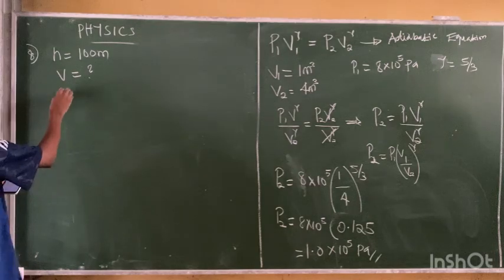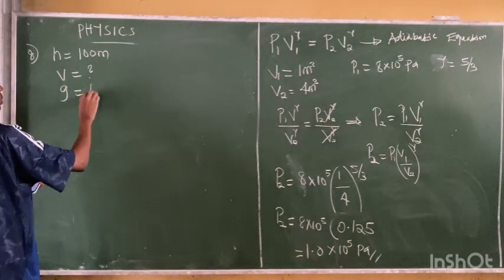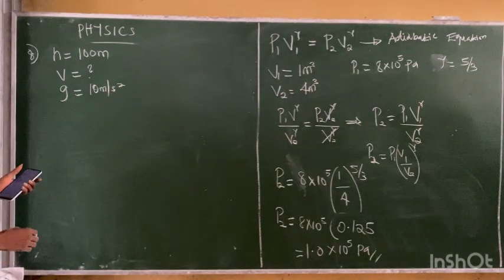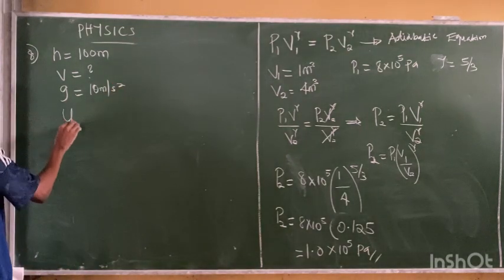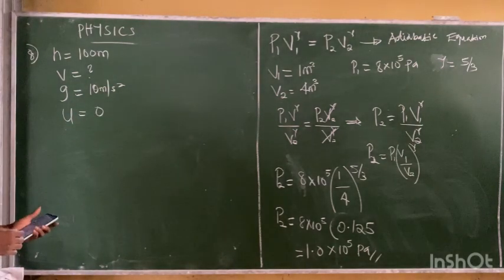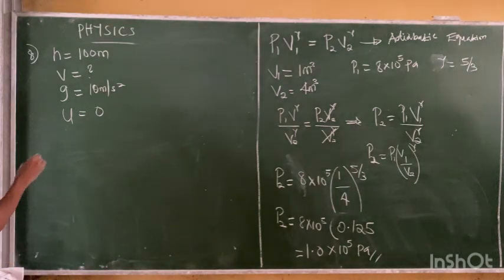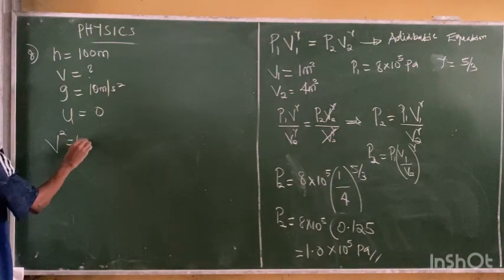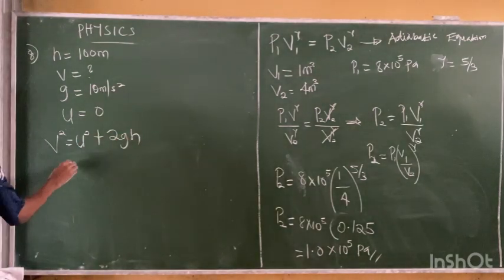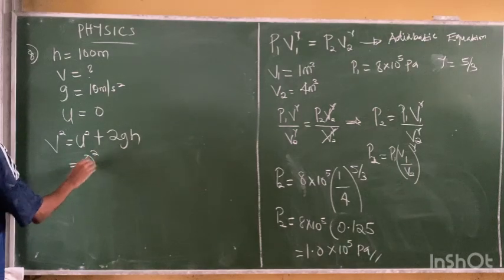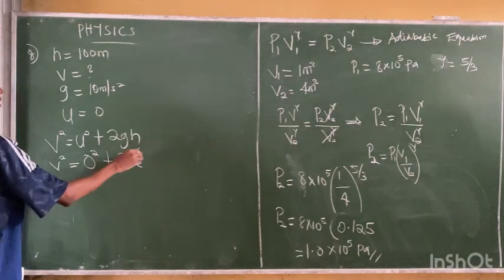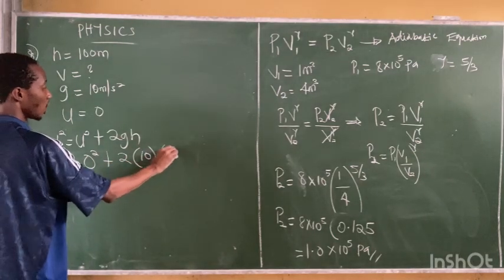From the question, they gave us acceleration due to gravity to be 10 meters per second squared. Now, U, which is the initial velocity, is equal to 0. It was not given to us in the question. Recall the equation of motion that V square is equal to U square plus 2GH. This will give us V square is equal to 0 squared plus 2 times 10 times 100.